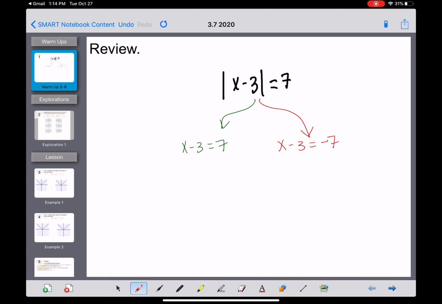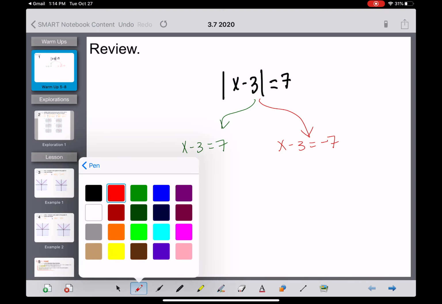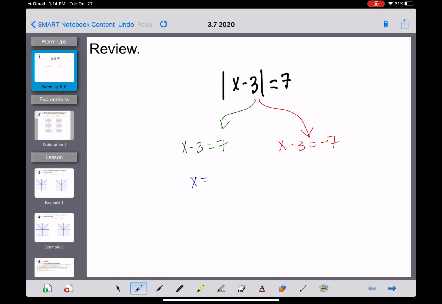So when I went to solve, I always ended up with 2 answers. X is equal to 10, and it's also equal to negative 4. So with that in mind, absolute value functions are going to look different than linear functions because we need to represent solving twice. Once for the positive values and once for the negative values. So our absolute value functions are going to be V's.